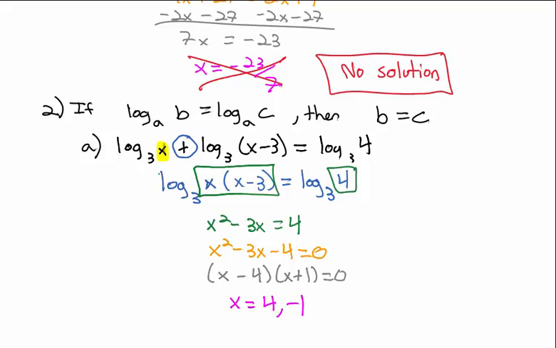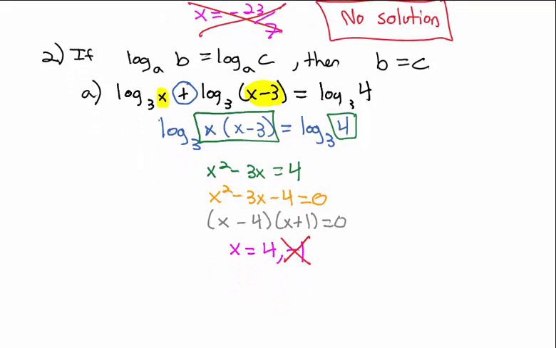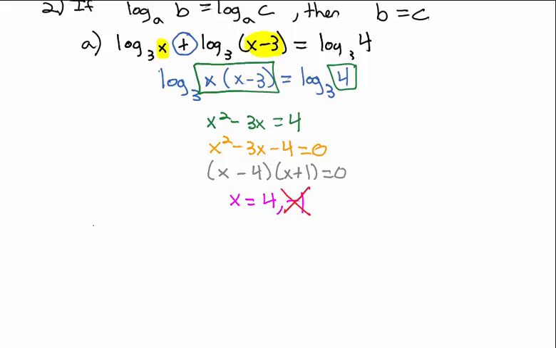Plugging 4 in, the log of 4, that's a positive. 4 minus 3 is 1. The log of 1, that's a positive. 4 is good. But if we plug the negative 1 in, you see it makes both of those negative. And that's going to be no good. So we do have to throw out the negative 1. Because we cannot take the log of a negative number. So our only answer for this one is x equals 4.